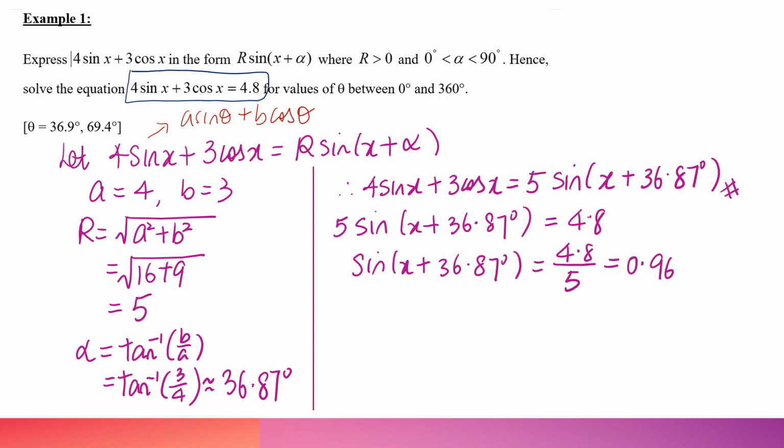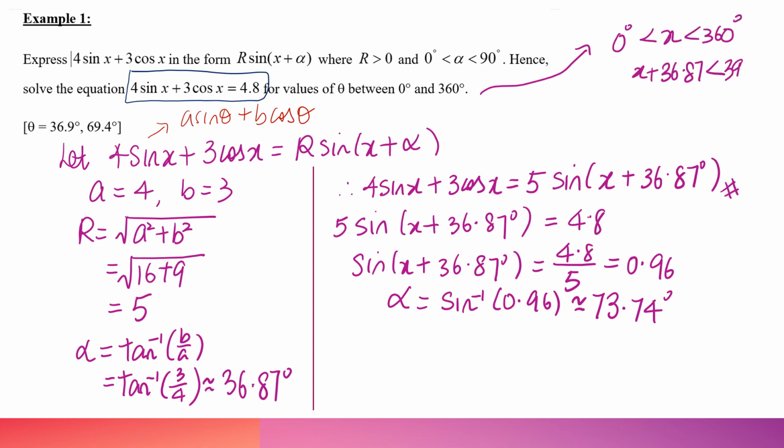That gives you 0.96. And to solve trigo equation, what is the first step that we do? Yes, to find our basic angle or the reference angle. And the symbol used here is also alpha. So sine inverse 0.96 gives you 73.74 degrees. The next step is to find the new range.